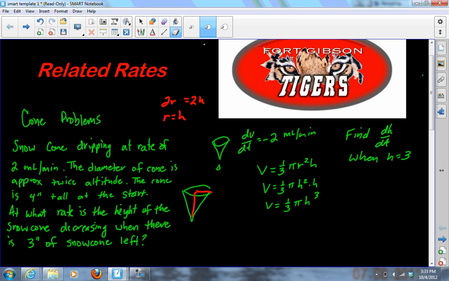Alright, so I'm going to keep going. I'm going to differentiate each side. So the derivative of V with respect to t is dV/dt. The derivative of this whole side, remember pi is not a variable, so bring the 3 down. 3 times 1/3 pi is just pi. Rewrite the h, take 1 off the power, times the derivative of the base, which is dH/dt, because I'm differentiating with respect to t, not h.